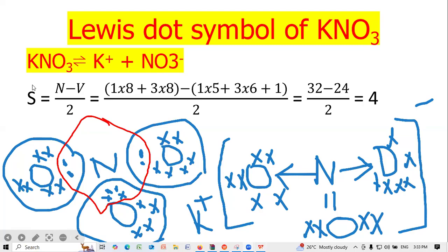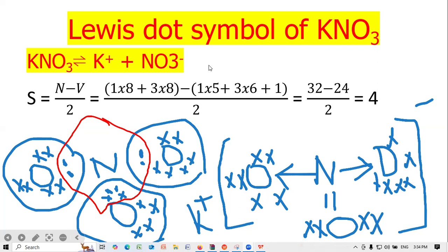I am calculating the number of covalent bonds. So in the nitrate ion there is only 1 nitrogen, and the valence electron is 5, plus there are 3 oxygen, so 3, and the valence electron of the oxygen is 6, and plus 1. I have already told you, if there is a plus charge, you should subtract, and if there is a minus charge or anion, you should add. Minus negative means there are extra electrons. So add. There is only one negative charge, so I have added 1.